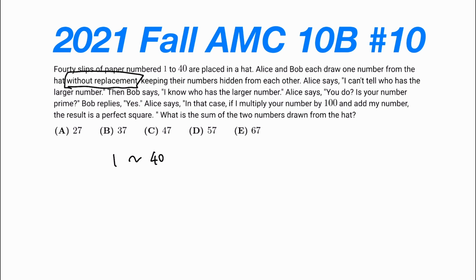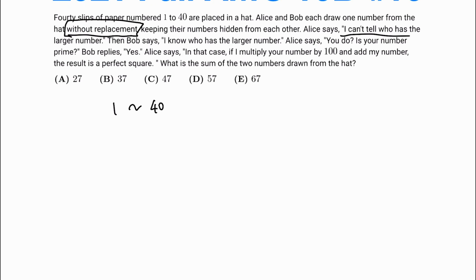Well, 40 slips from 1 through 40 are placed in a hat, and there is an important keyword: without replacement. Alice says, I cannot tell who has the larger number, which basically means that Alice does not have 1 nor 40, because if she has 1 or 40, then that means she's going to know. If she has 1, then she has a smaller number. If she has 40, then she has the largest number. So she does not have 1 or 40.